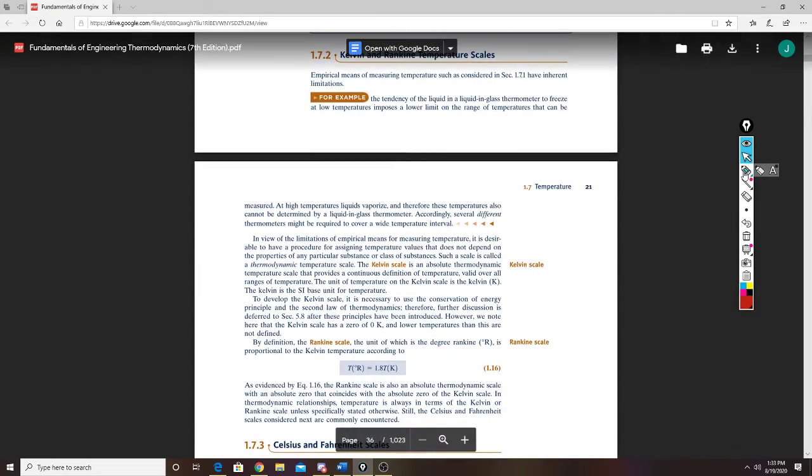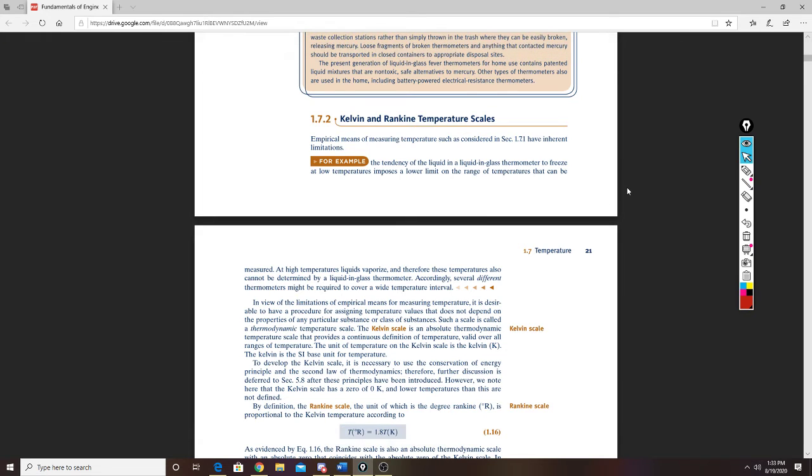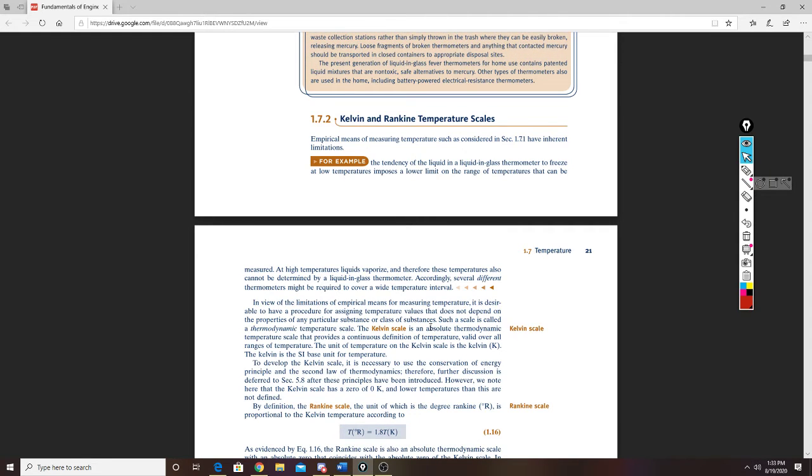And then right here, this is important though. There are 2 scales that maybe you hadn't heard of before this: the Kelvin and Rankine scales. I don't know how far along you guys are in engineering to be in this class, but essentially, Kelvin is the SI version, and Rankine is the English version.